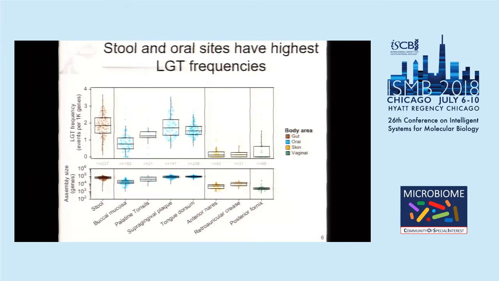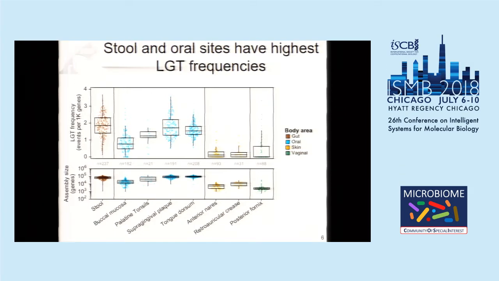But that also reflects the diversity of the community. So the stool and oral communities are pretty diverse and have a lot of different microbes that can do transfer, whereas that's not so much the case for a vaginal site. But from here, we can start to zoom in on which microbes are transferring.